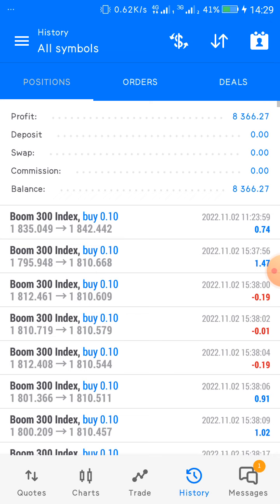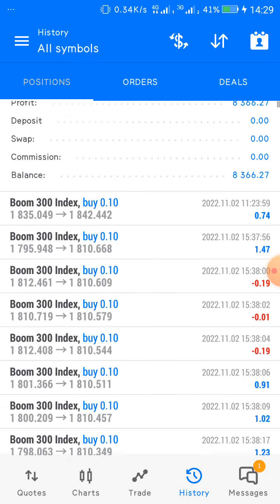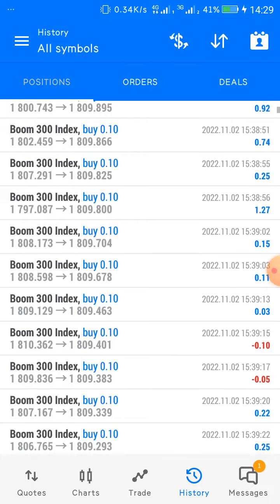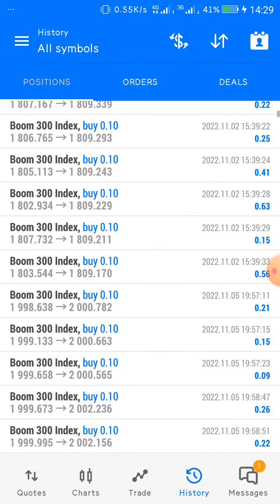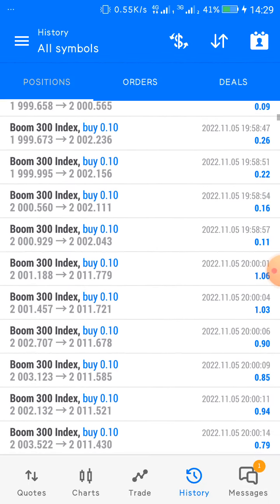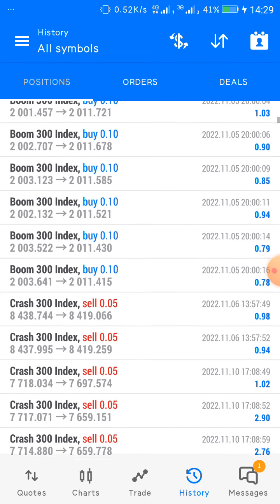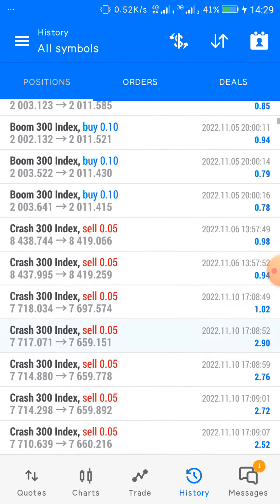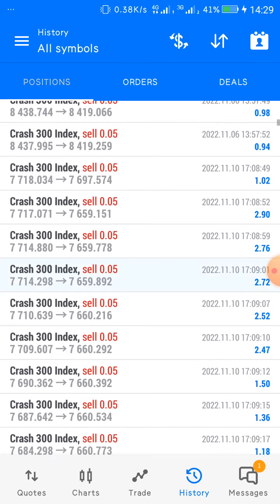So you can see, with the lowest lot size, trading for just about a month, I've made over $8,366. You can see this, trading with the lowest lot size, catching spikes.